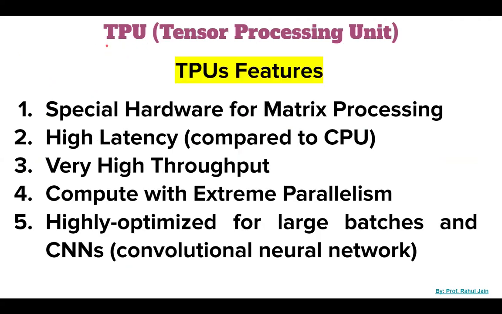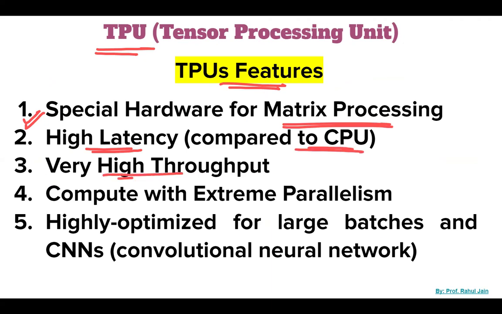Now let's come to the TPU, that is Tensor Processing Unit. So let's explore some features first. It is special hardware for matrix processing. It has a very high latency compared to CPU, very high throughput, compute with extreme parallelism compared to CPU, and moderate if we compare it with GPU. And it is highly optimized for large batches and CNNs, that is convolutional neural networks, right?